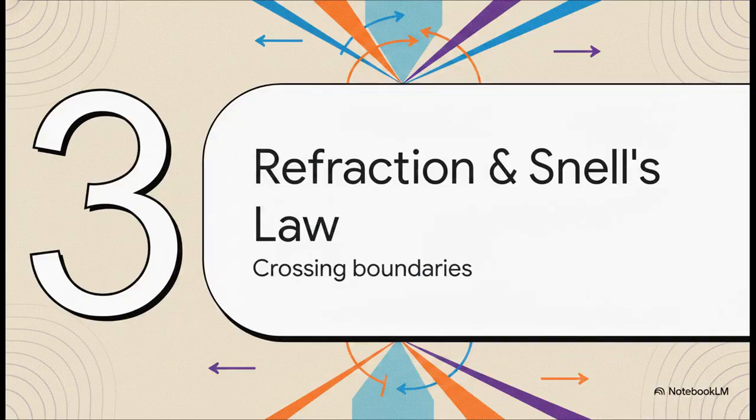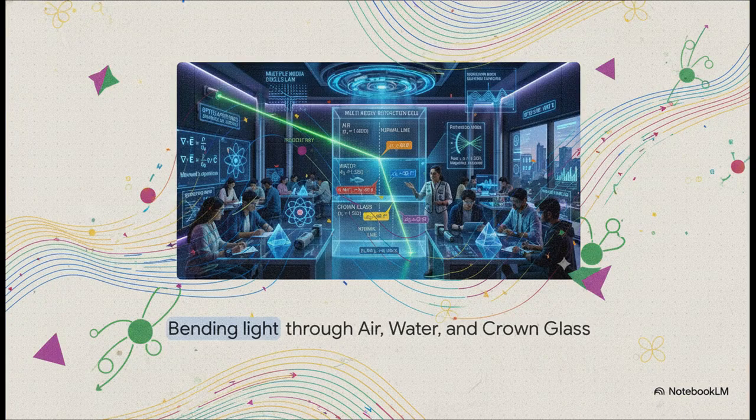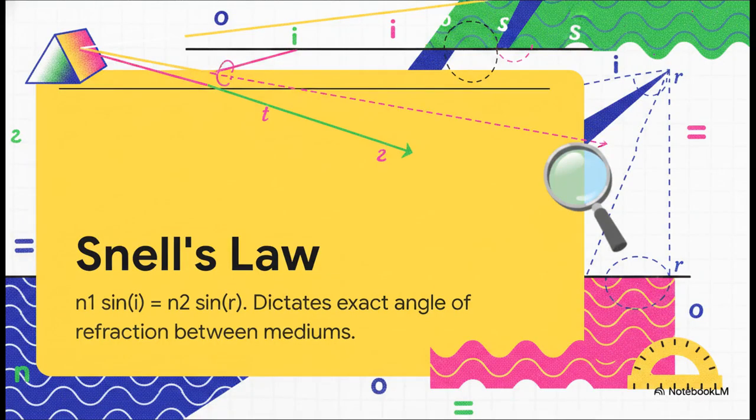Okay, Section 3, Refraction and Snell's law, crossing boundaries. Let's track this incident ray as it travels through a multimedia refraction cell. It starts off cruising through the air, then it hits the water. Light slows down by 25% in water, which forces the ray to bend inward toward the normal. After that, it hits crown glass, an even denser medium with a refractive index of 1.520, and it bends even further. As the medium's density shifts, the speed of light shifts with it, causing this precise alteration of the angle. Now, the exact angle of that bend isn't random, it's dictated by Snell's law.